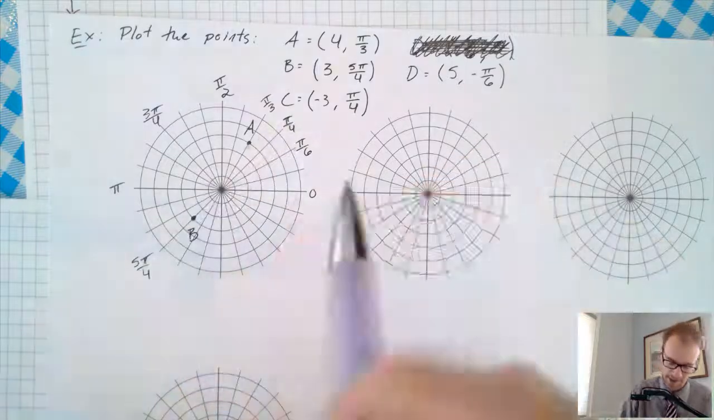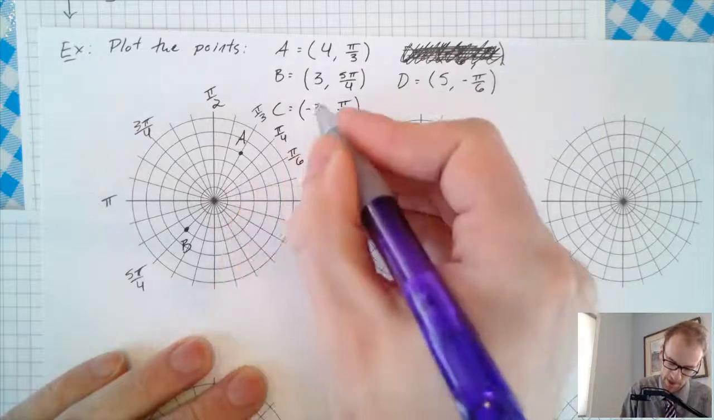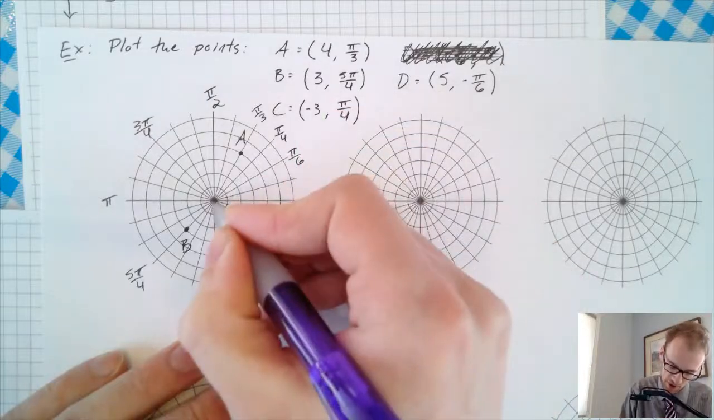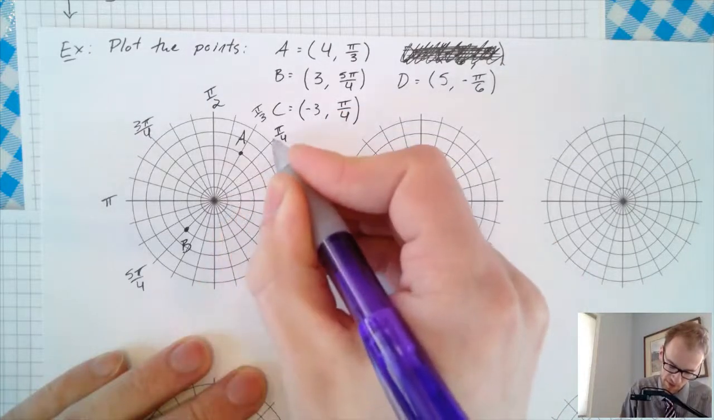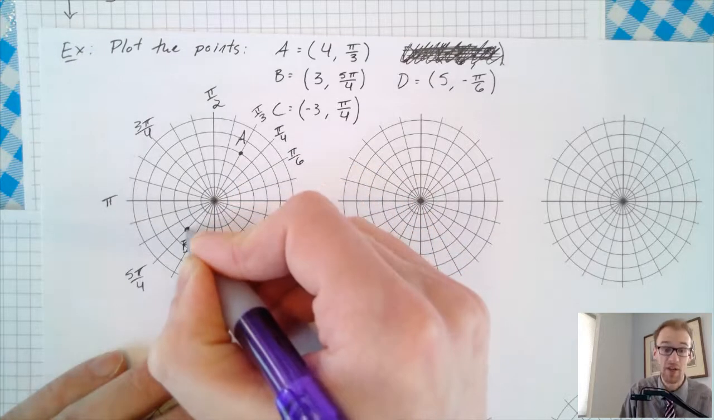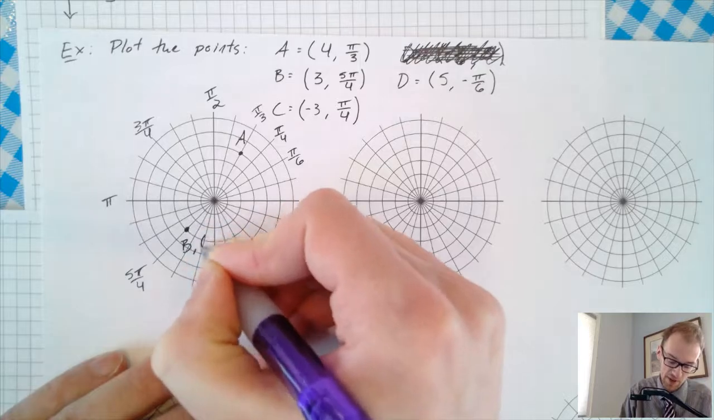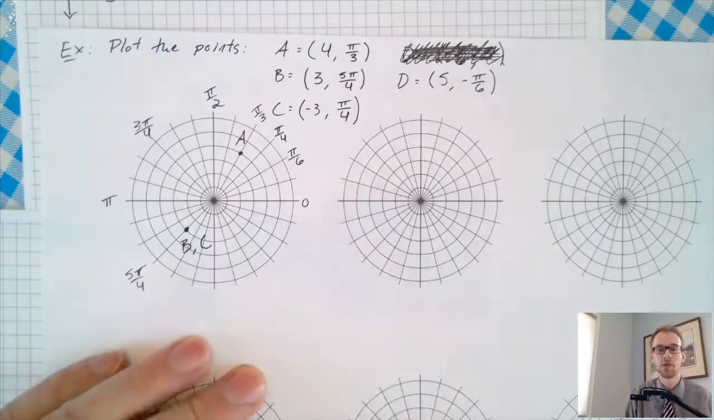Okay, hope that makes sense. So pi over 4, I'm looking this direction, but I turn around and go the opposite direction 3 units. So instead of going along pi over 4, I'm actually going along 5 pi over 4, 1, 2, 3. So yes, we actually end up in the same location as B. So not only is that the location for B, that's also the location for C.